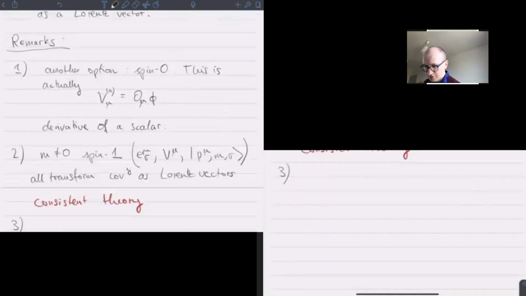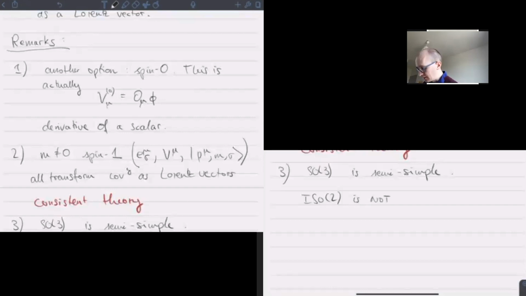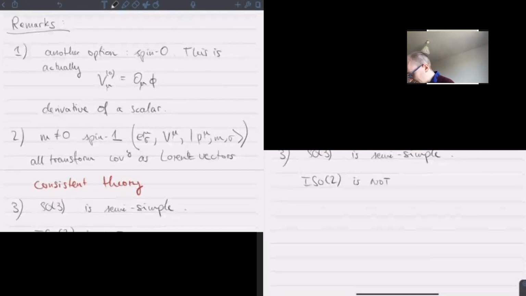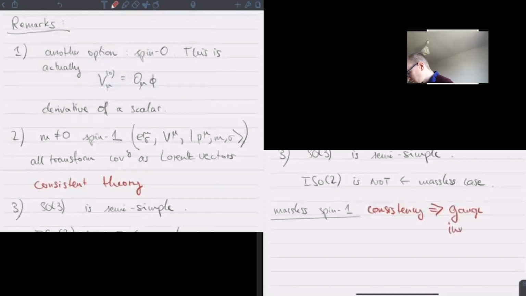And the last remark is that SO(3), the little group here, is semi-simple. In fact, ISO(2) is not, and this fact will make life much more interesting for the massless particle. Okay, this is of course the massless case. In fact, the preview is that in the massless spin 1 case, the same kind of consistency that we have found here implies gauge invariance.